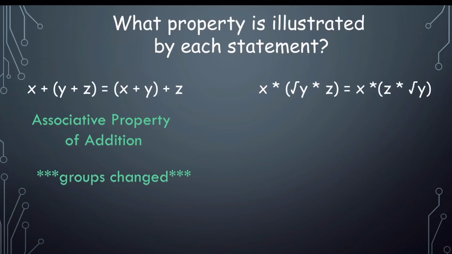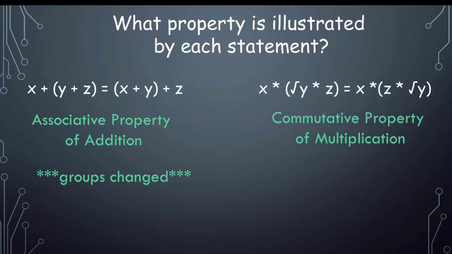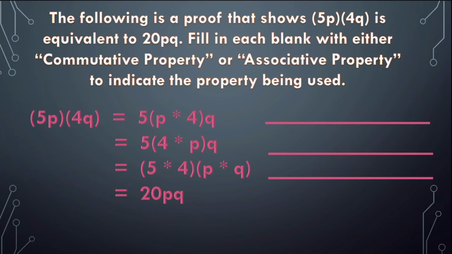I have x times the square root of y times z. Then I have x times z times square root of y. Right there, the order is not the same, so it is the commutative property of multiplication. My order changed. Okay, so let's take a look at an algebraic proof.